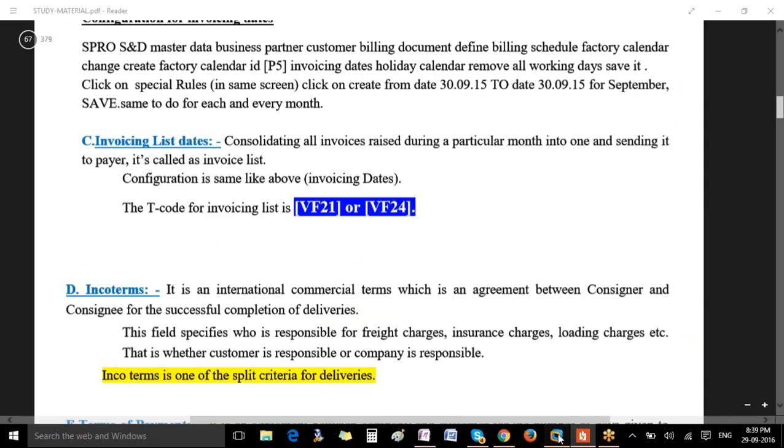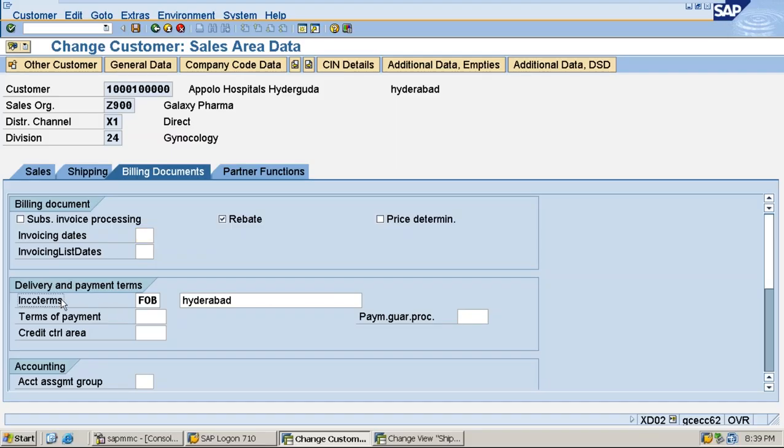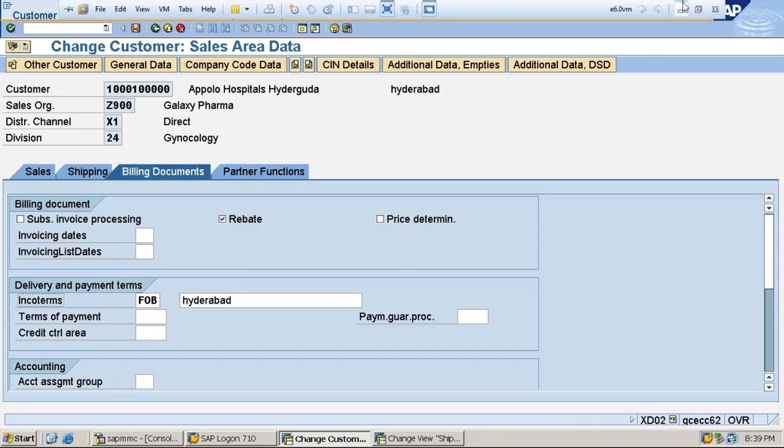Then next is Incoterms. Incoterms means international commercial terms. Incoterms will help you to process the shipment successfully. Why? Because Incoterms tells who is responsible for what: who will pay the freight charge, who will pay the insurance charge, who will pay the loading charge, who will pay the packing charge. These all things. Incoterms will help us to process the shipment successfully.